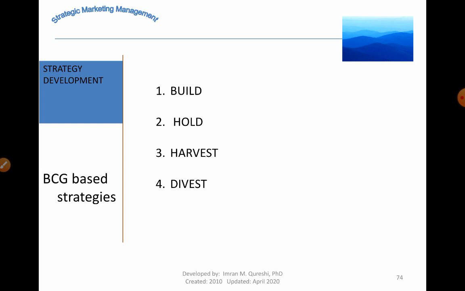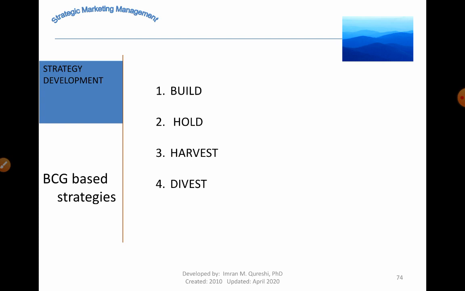Okay, then let's come to the third one, which is harvest, which is probably quite interesting. Harvest means to decrease your level of investment, but get the same or more amount of profits from the company. It's just like harvesting.